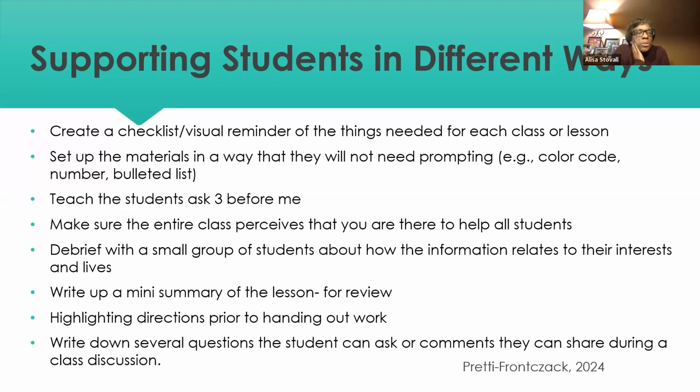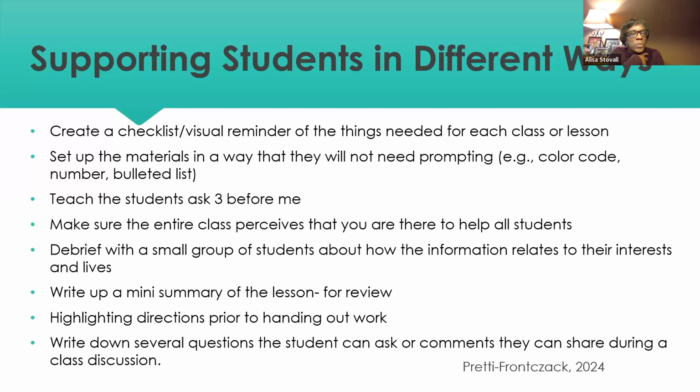A couple other things on this list, and it's a good one. Writing up a mini summary of a lesson to review. This is one of the things that we did in my classroom: taking some notes, and instead of me just giving you the notes, we talked about it. Now, what were the topics? What are two things that you recall from the discussion? And let's see if they're on this page. And many times the student had the gist of the information. Working on note taking actually is what that turned into.